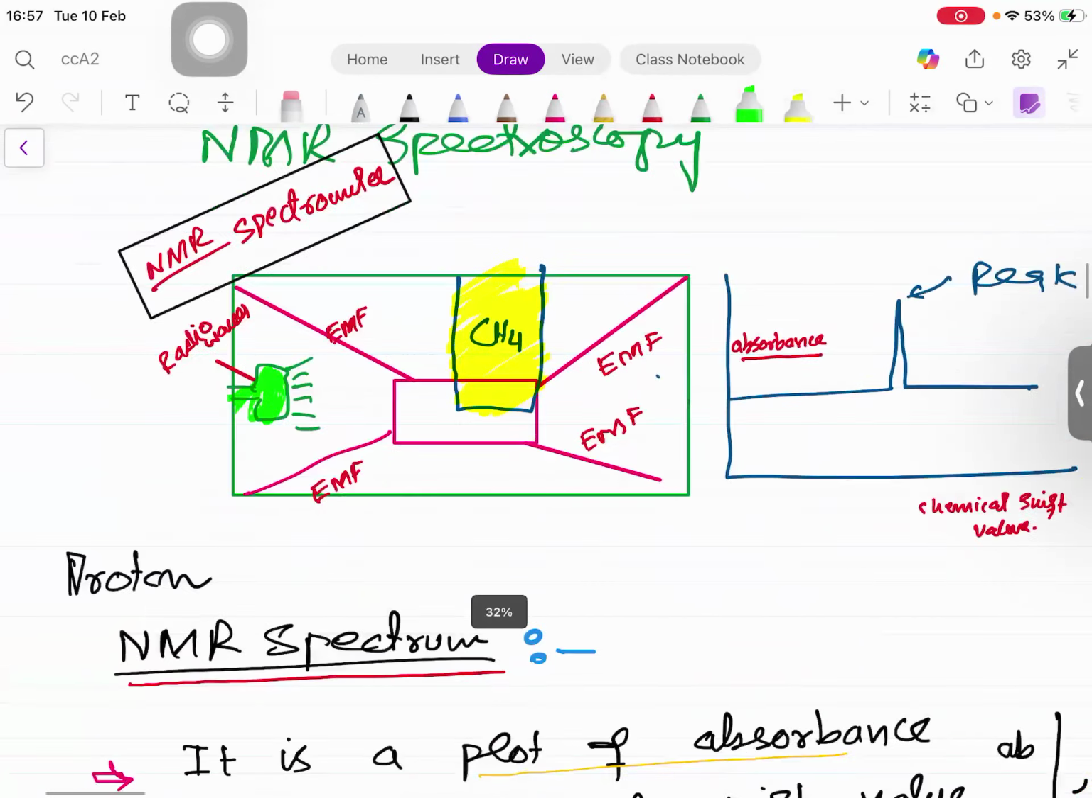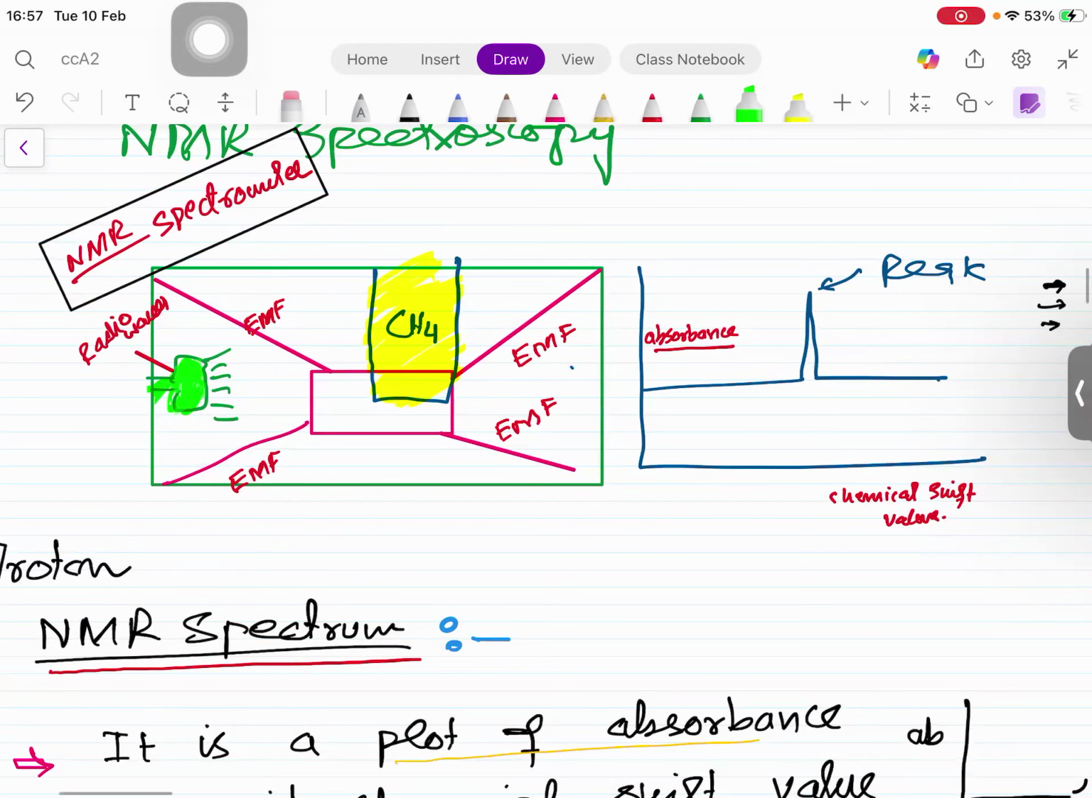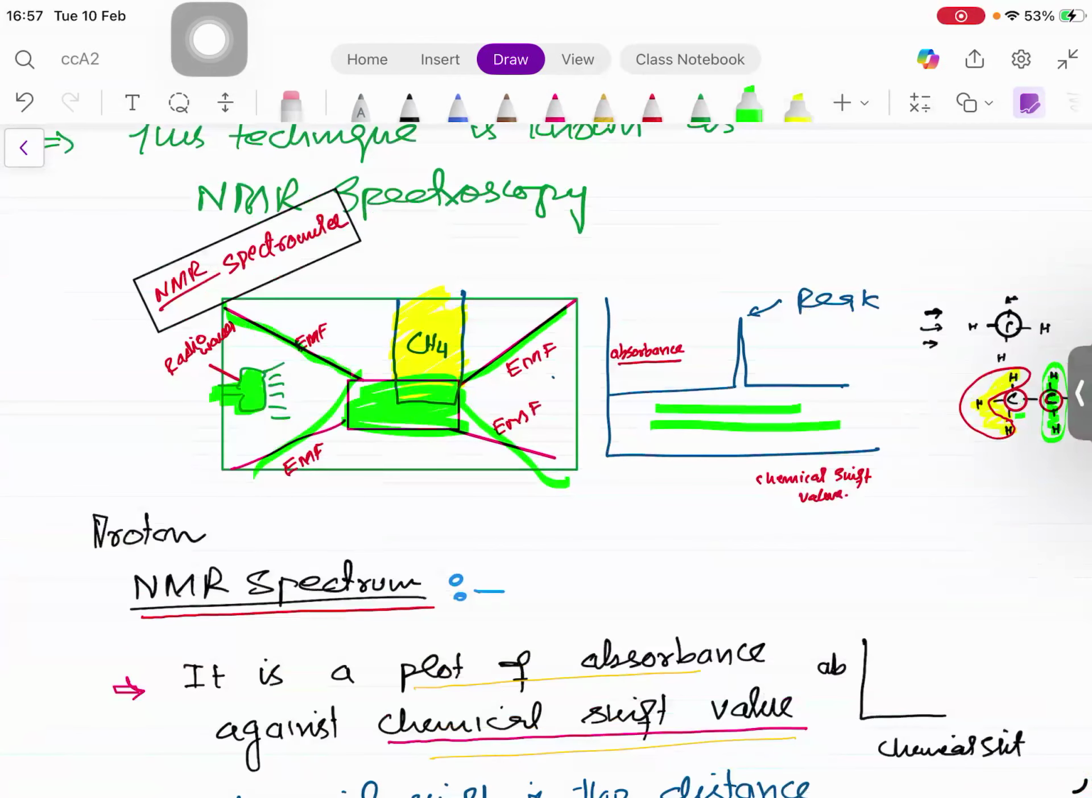Imagine this is an NMR spectrometer, where I have this lamp producing the radio waves, and these lines show there is a very strong external magnetic field all around, and then there is a place to put the sample in, a test tube kind of thing. That's methane. As soon as I switch on the light, the methane protons absorb some part of the energy, and when it is collected on a spectrum, it appears in the form of a peak, and this peak helps us determine the structure.